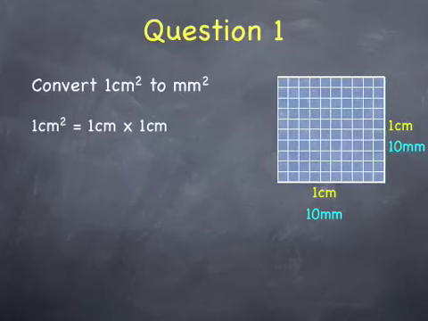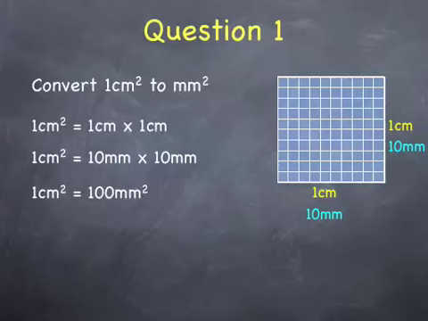So eventually it's going to look like this. And it's 10 rows of 10. So 1 square centimetre is 10 millimetres times 10 millimetres. And it's 100 square millimetres. So in that picture, there are 100 squares. All right, 100 square millimetres is the final answer.